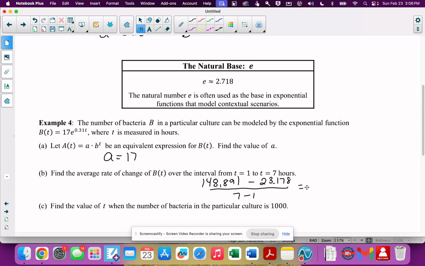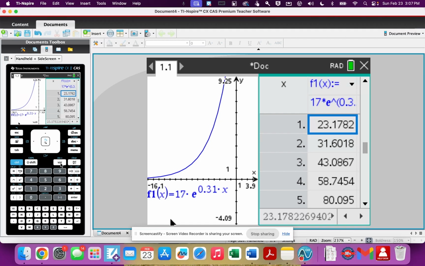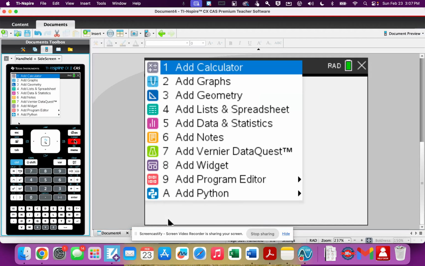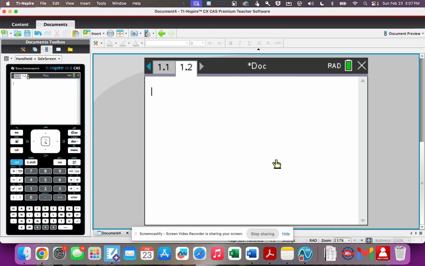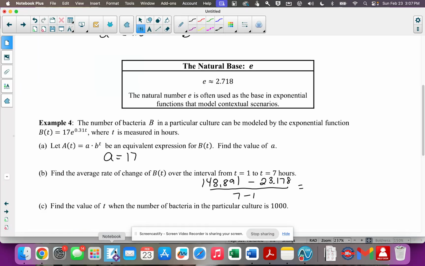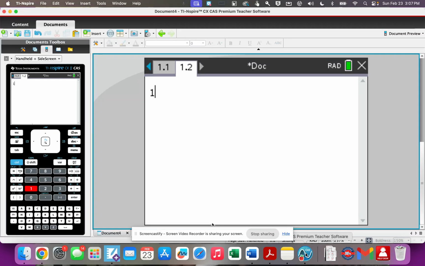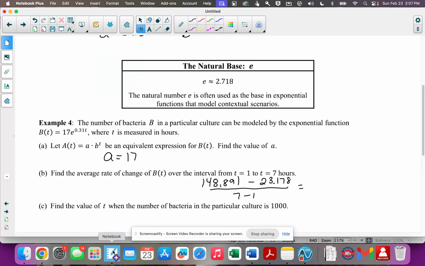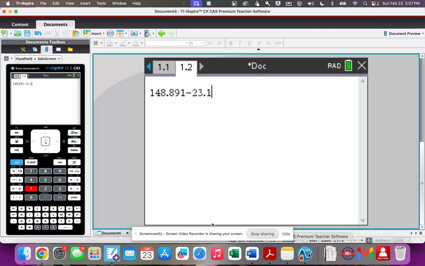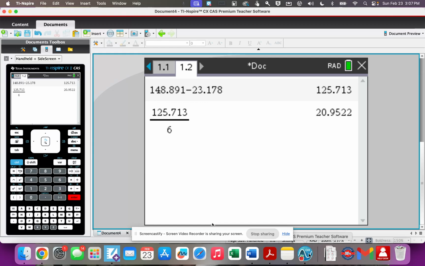So I need to get my decimal value first, right? So let's just go ahead and do that. I need to add a page, which is just a calculator. All right, so 148.891 minus 23.178. Get that answer, divide it by 6, and my average rate of change is 20.952.